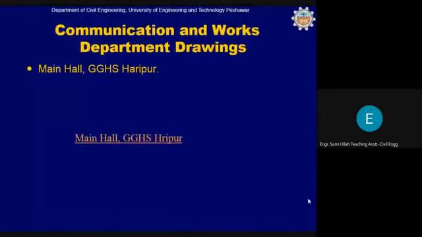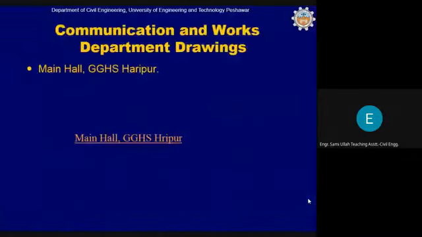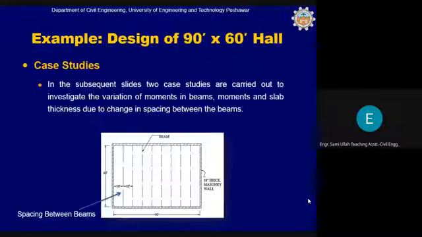Because in the next few slides, we are going to discuss some case studies. You would have seen two different scenarios: one was the case when the slab and all the beams were supported on walls on all sides, and then there was another case, a system where the beams were supported on columns. But in both cases, the center to center distance between the beams was 10 feet.